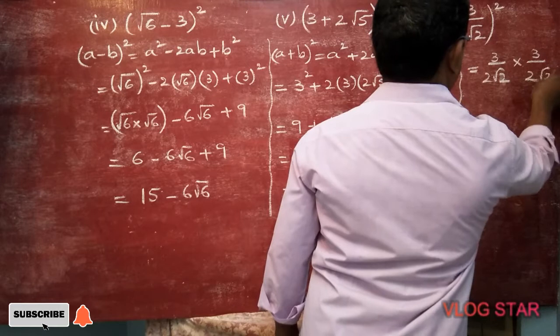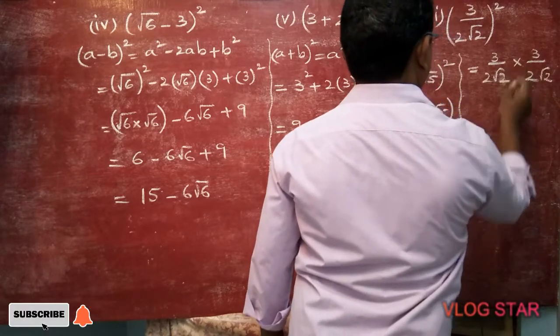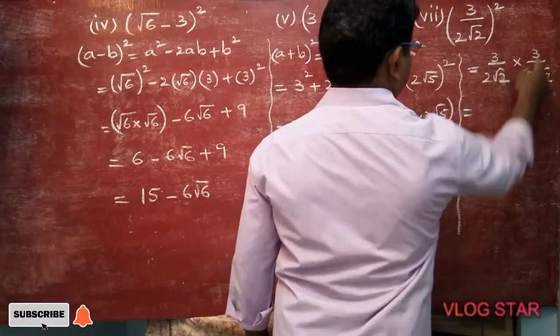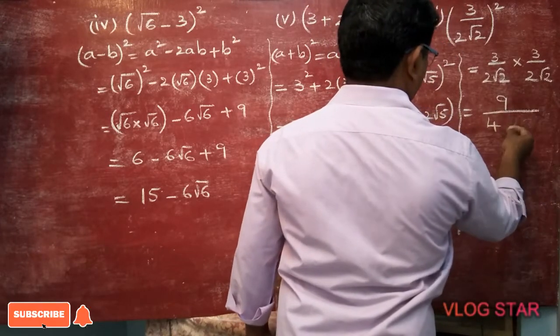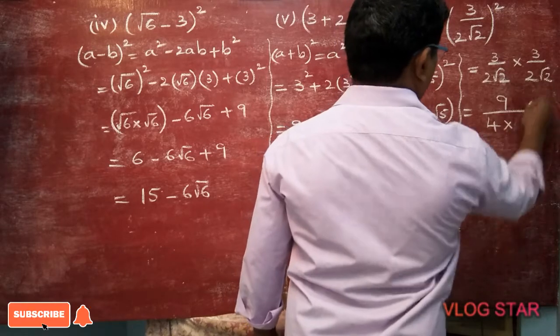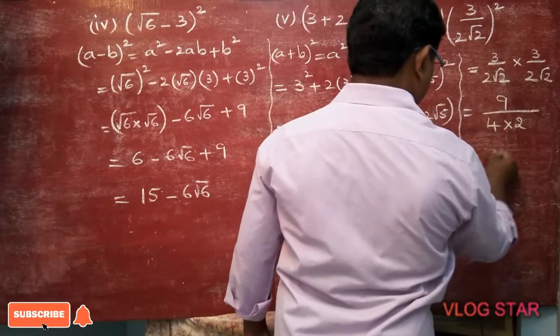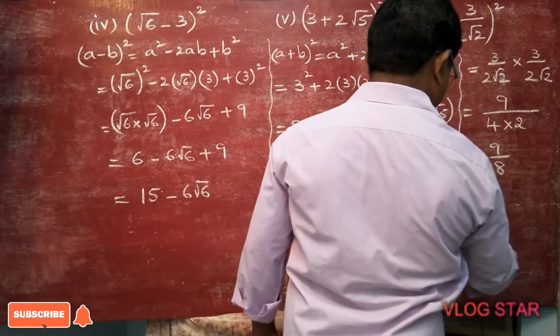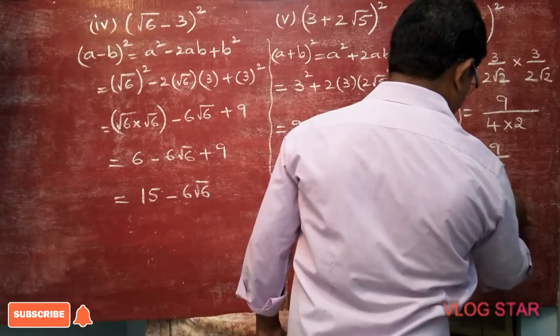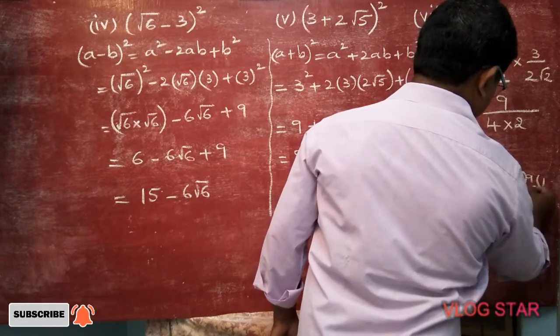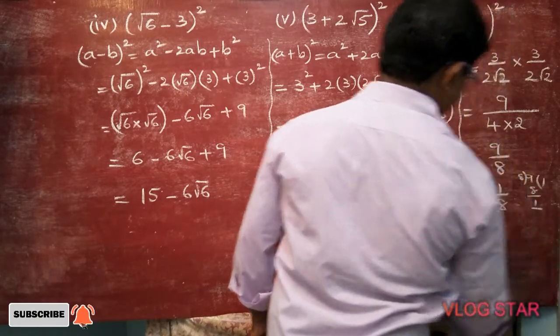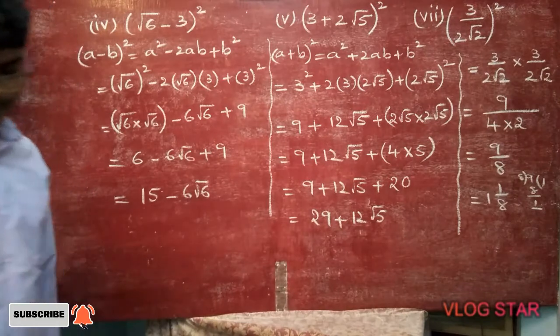2 times. Now, that is equal to 3 3s are 9. 2 2s are 4 into root 2 into root 2 is 2. That is equal to 9 by 8. If you want to write as a mixed fraction, 1 by 8, because dividing by 8, 8 goes one time, 1 by 8.